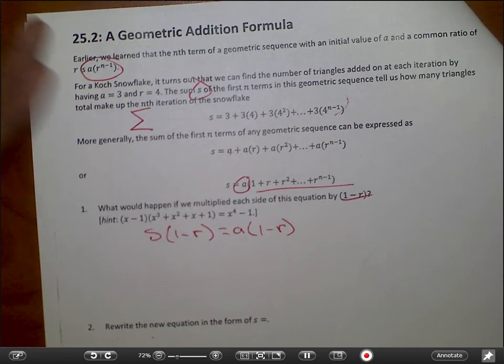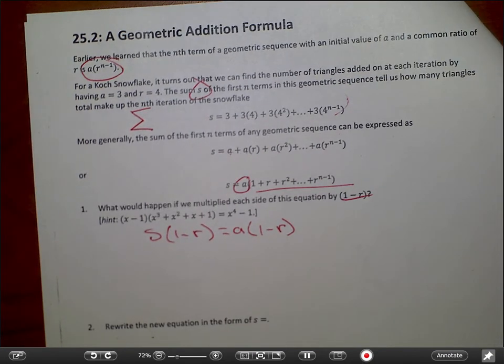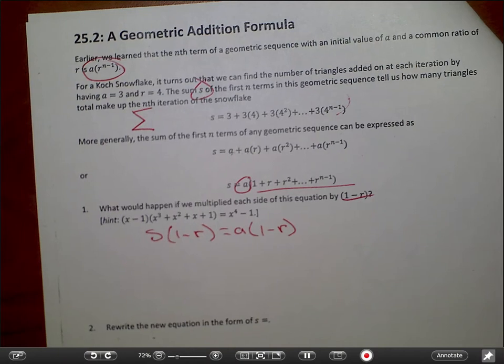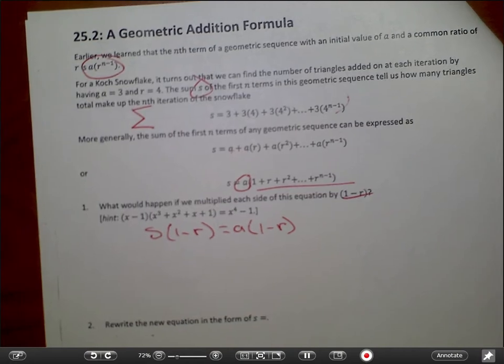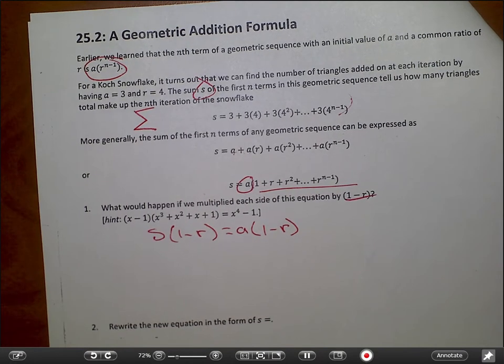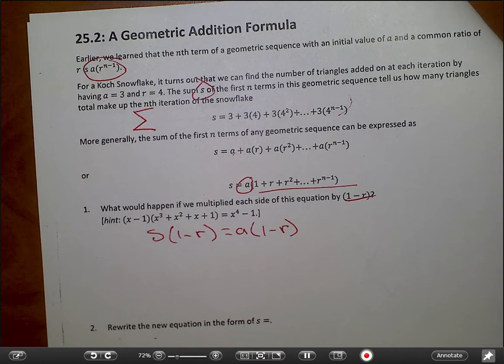I'm not going to multiply the whole thing, because if I multiply the whole thing, is it kind of blurry or is it me? Okay, is that better? Yeah, go ahead.